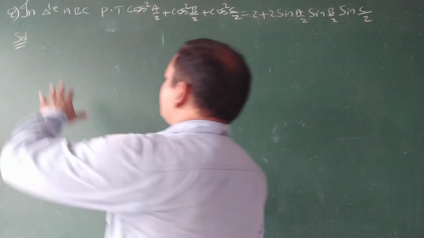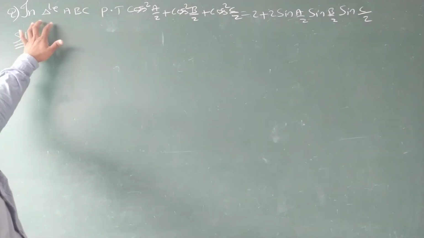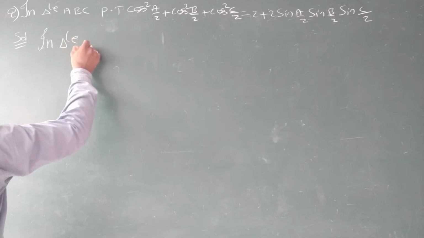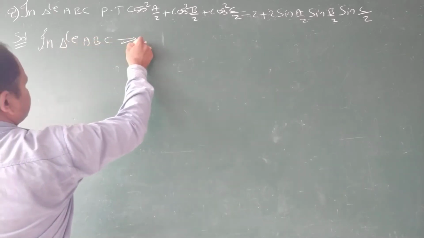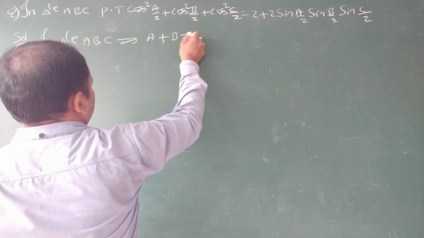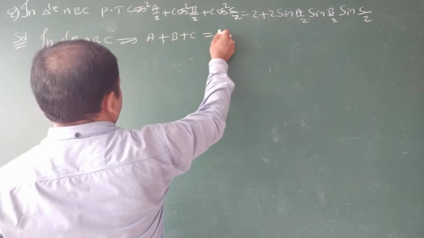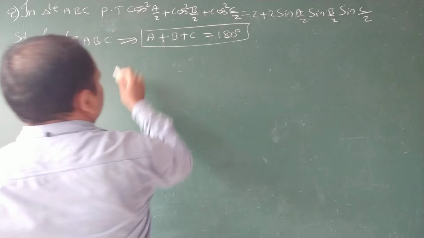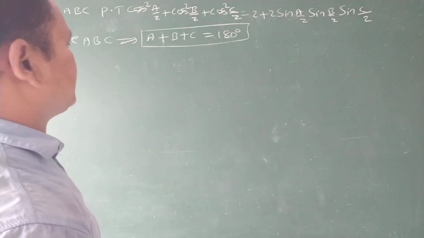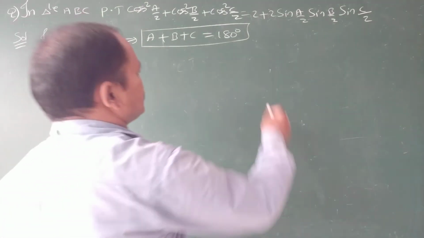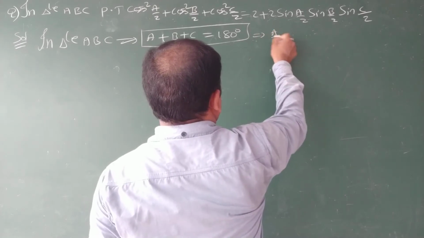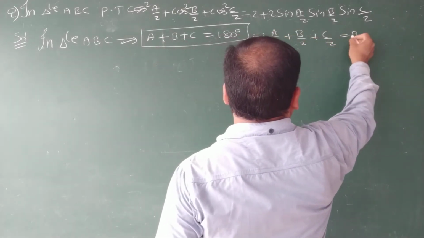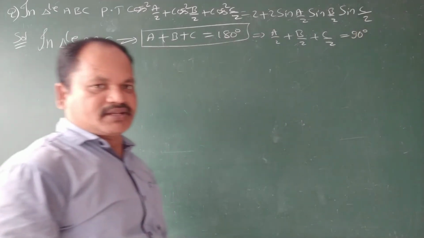So observe here from the given condition. In triangle ABC means what? In triangle ABC means the sum of the angles is 180 degrees, that is A plus B plus C is equal to 180 degrees. Now dividing by 2, it gives A by 2 plus B by 2 plus C by 2 is equal to 90 degrees.